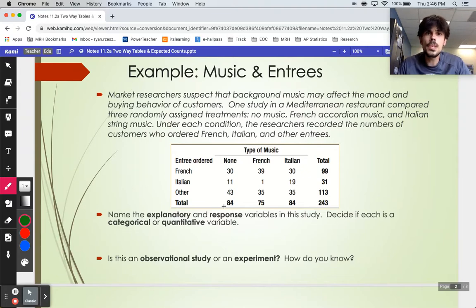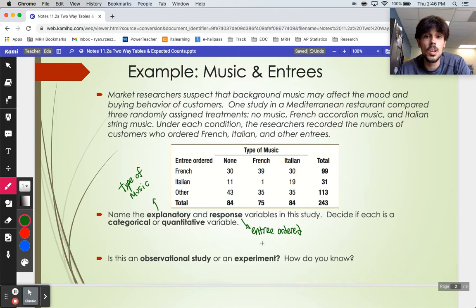Looking at that problem, it becomes apparent pretty quickly there are two variables under study. There's what type of music am I going to play, and there's what type of food the people are going to order. Our explanatory variable in this problem is going to be the type of music being played. So we're trying to see if the type of music would explain or show us anything about our response variable, which is going to be the entree that people actually ordered.